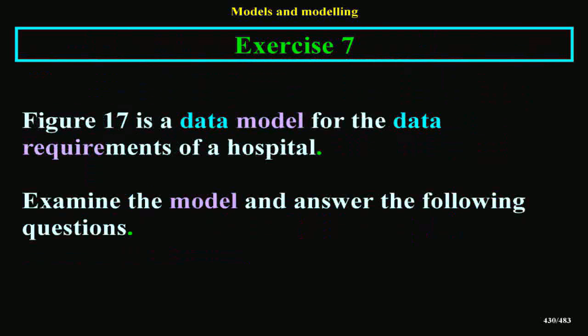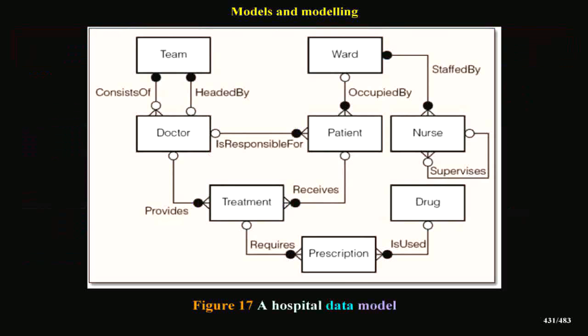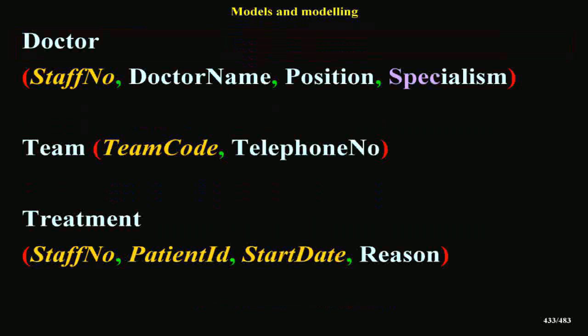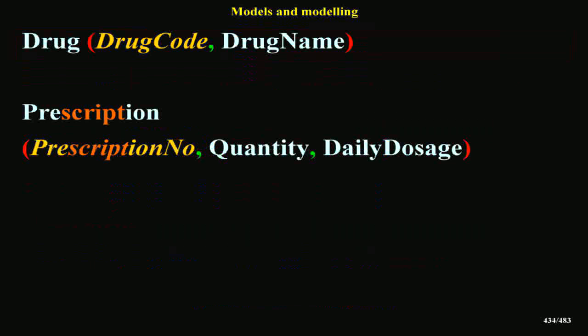Figure 17 is a data model for the data requirements of a hospital. Examine the model and answer the following questions. Figure 17A, Hospital Data Model, Entity Types. Ward no., ward name. Patient id, patient name. Nurse staff no., nurse name. Doctor staff no., doctor name, position, specialism, team code, telephone no. Treatment staff no., patient id, start date, reason. Drug code, drug name, prescription no.